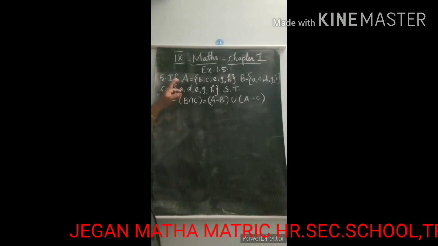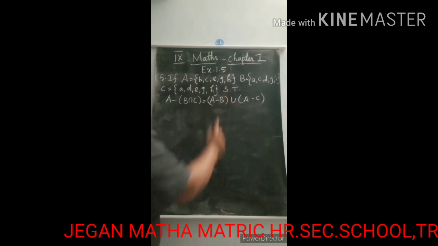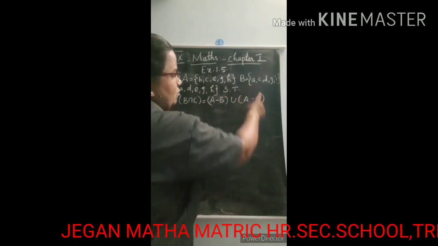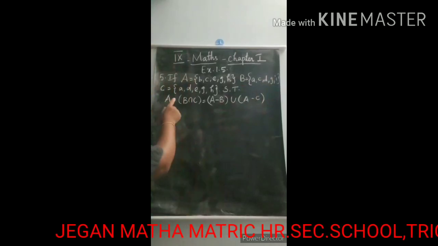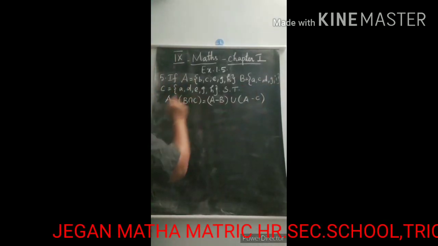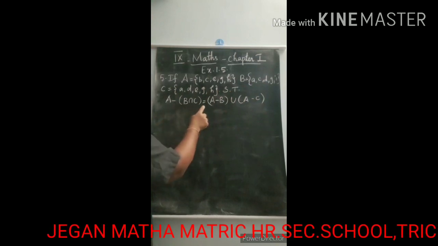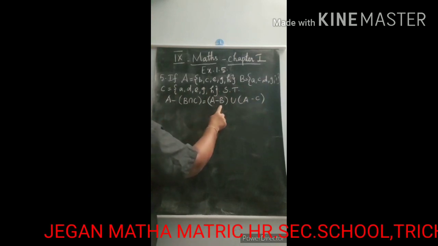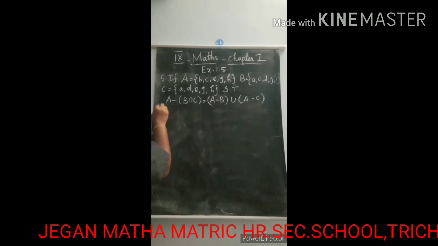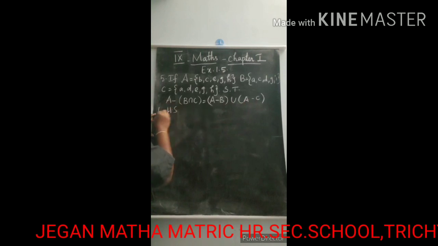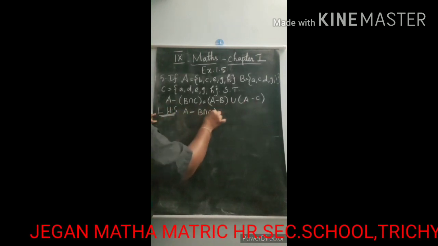Let us see the fifth question. If A is equal to {B, C, E, G, H}, B is equal to {A, C, D, G, I} and C is equal to {A, D, E, G, H}. Show that A difference (B intersection C) is equal to (A difference B) union (A difference C). First let us take LHS. What is LHS? A difference (B intersection C).